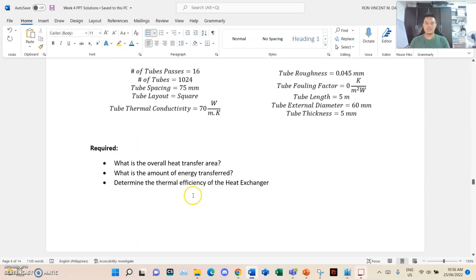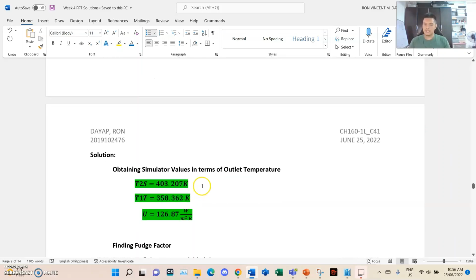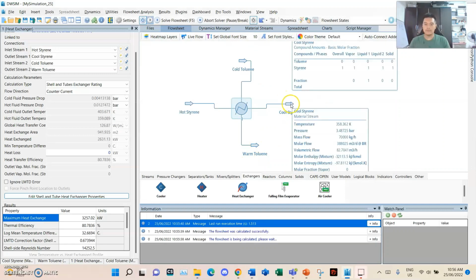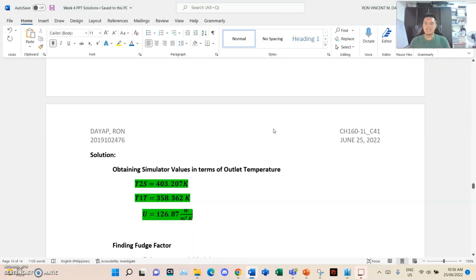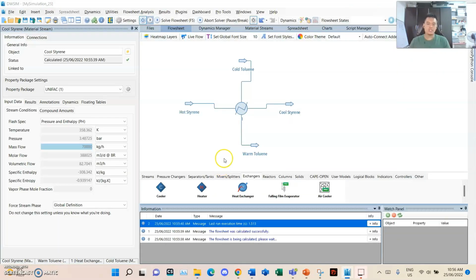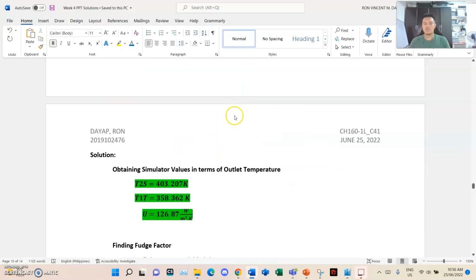So, this is my hand calculation. The reason why there's a part that says obtaining simulator values in terms of outlet temperature is because if we try to solve this entire problem using the given data without knowing the outlet temperature, it will turn into an iterative solution. We were also not given the overall heat transfer coefficient, which makes hand calculation of this problem very, very difficult and tedious. That's why, in order to simplify, we're just going to show if the hand calculation is similar to what is shown in the simulator.